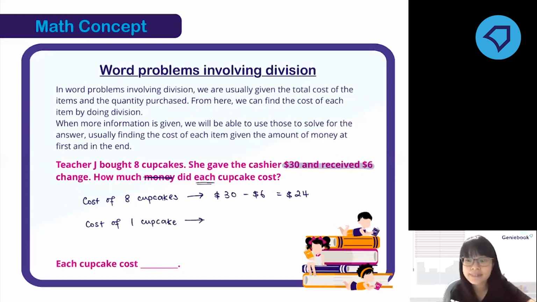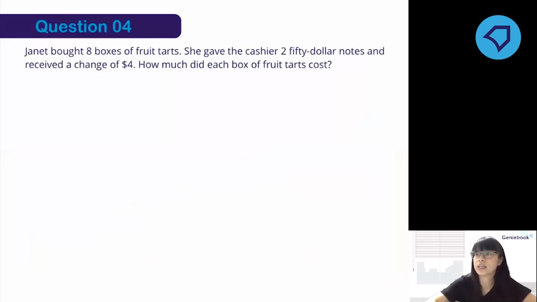How do you do that? This one, no need long division just yet, right? Because it's within your multiplication table. 24 divided by 8 is equal to 3. So each cupcake costs $3. Okay? All right, so let's take a look at the first question over here.